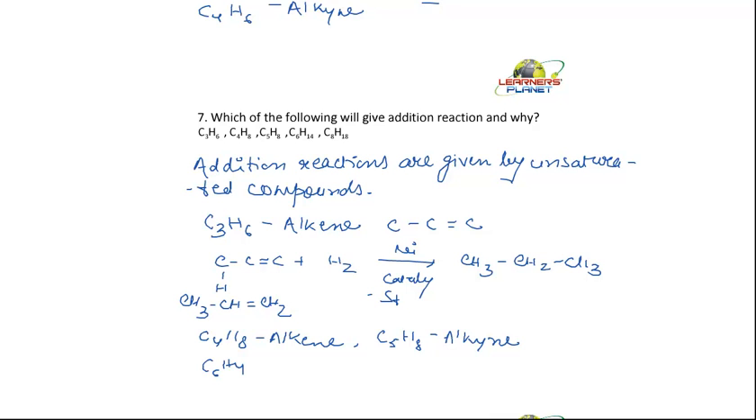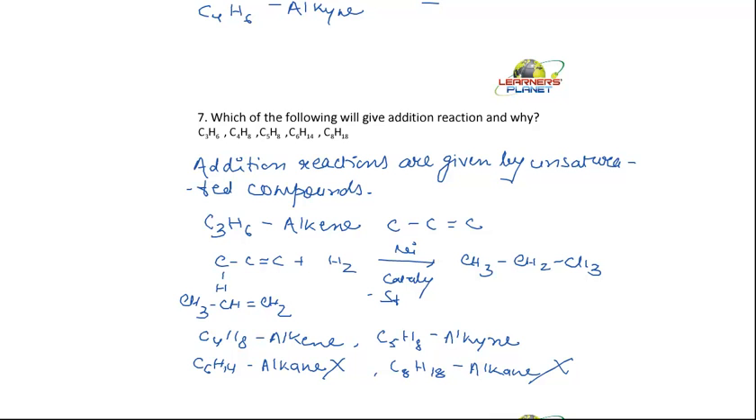C6H14 is an alkane. Will it give an addition reaction? C6H14 is an alkane, and it will not give an addition reaction. Now, C8H18 is again an alkane, and this will also not give an addition reaction because they are alkanes. Where are they going to add? They are all saturated compounds.